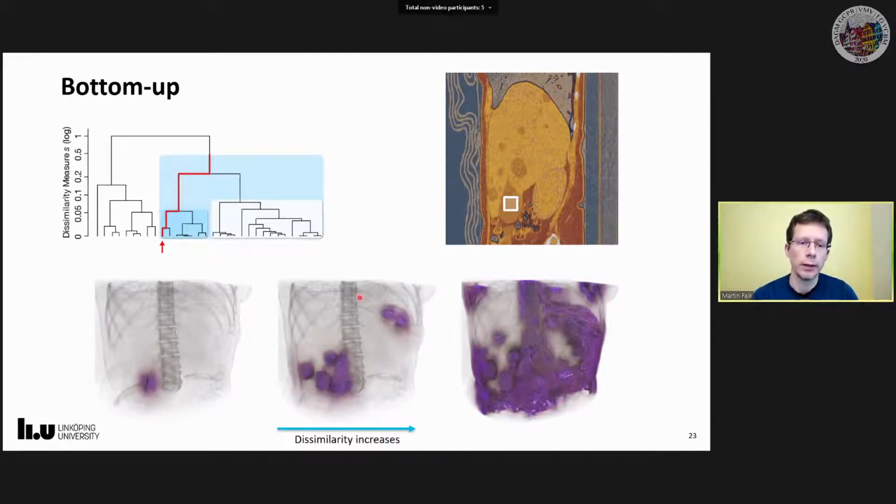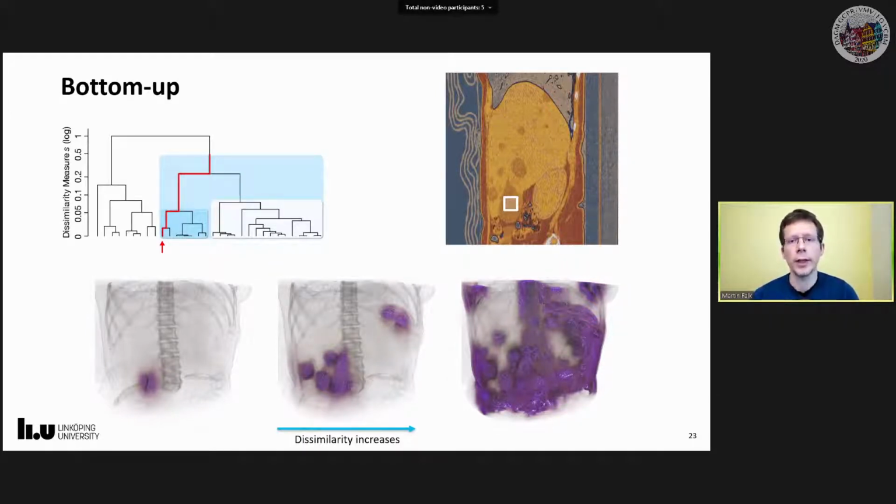In the middle image here, you can see that, just based on the distribution from this small point, we are able to select similar regions corresponding also to tumors. But of course, if the dissimilarity is too big, you will get more and more artifacts, since more and more of the volume data set is selected.